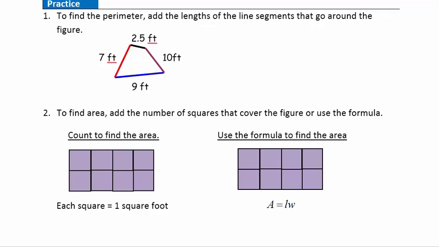So practice question 1. To find the perimeter, add the lengths of the line segments that go around the figure. Well, this is pretty straightforward. So we're going to start at some point here and basically go around this figure, going around the outside edge of these figures. As we go around, we're just going to add these sides up.